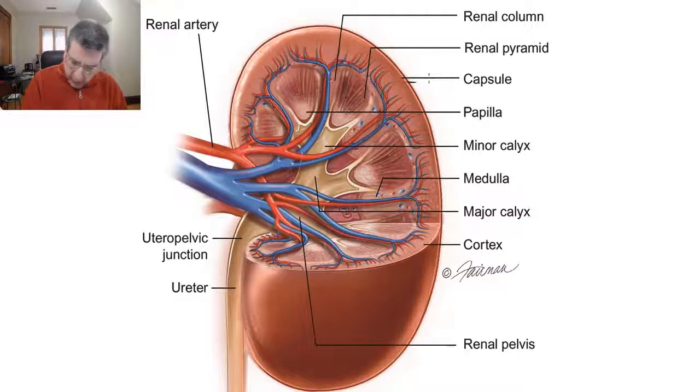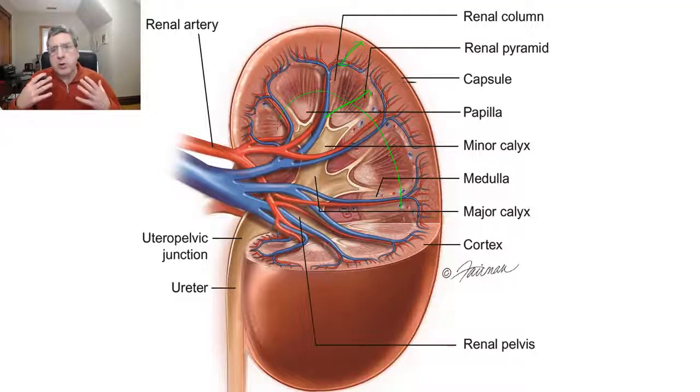Let me do a different color here, something that will stand out. Let's try green. Okay, so the cortex is going to be this region, and you can see the difference in color on those. So the cortex is the outer portion. When we talked about the adrenal gland, there's a cortex and a medulla as well. Cortex is always referring to the outer zone. The medulla, renal medulla, is going to be this region, okay? So it's going to be all throughout this area. That's going to be the renal medulla.